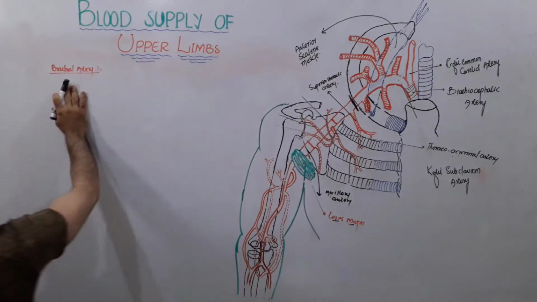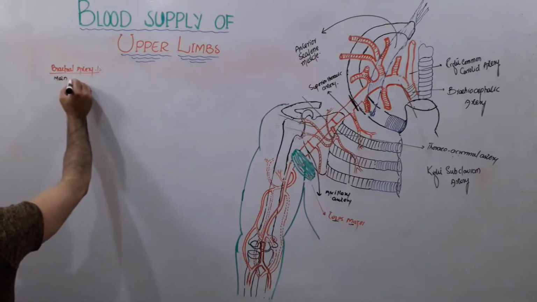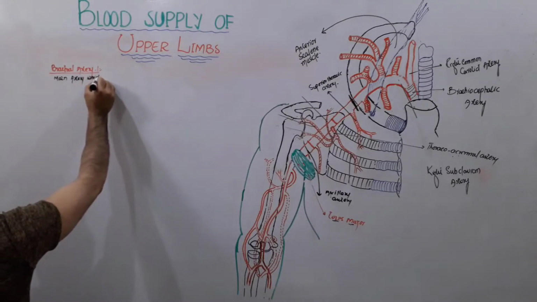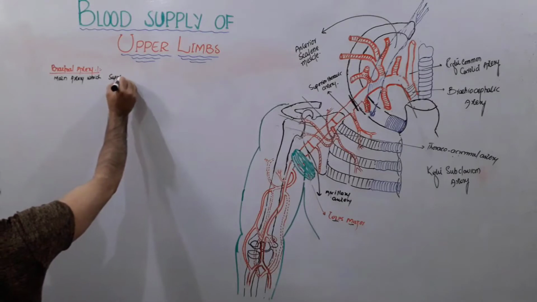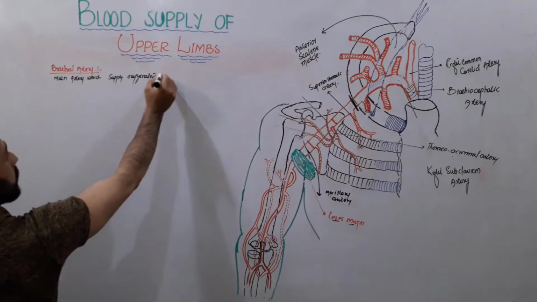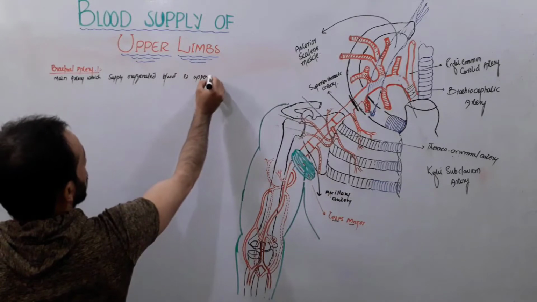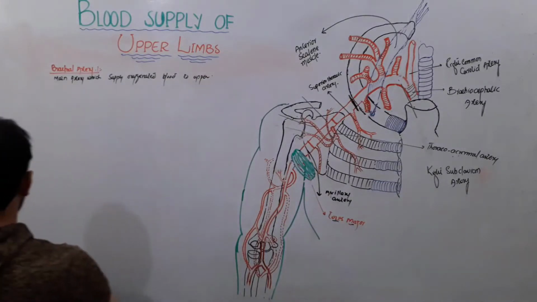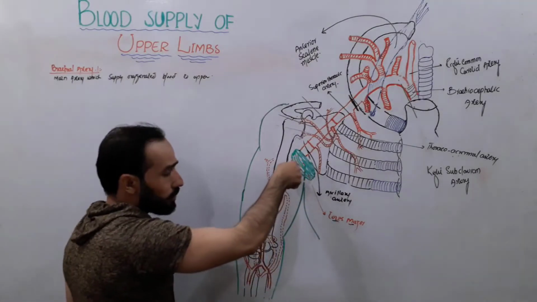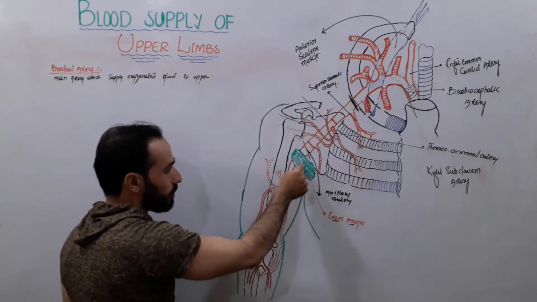What is the brachial artery? It is the main artery which supplies oxygenated blood to the upper limb. Now, look carefully. This artery is the continuation of the axillary artery at the inferior border of the teres major muscle.